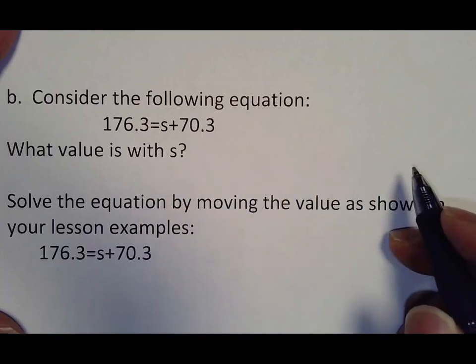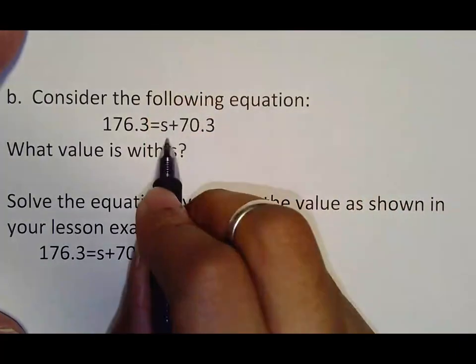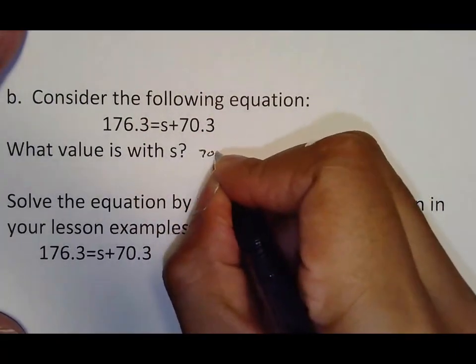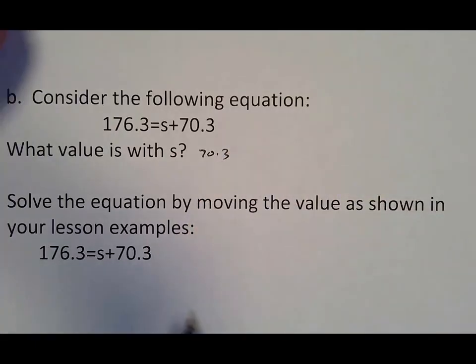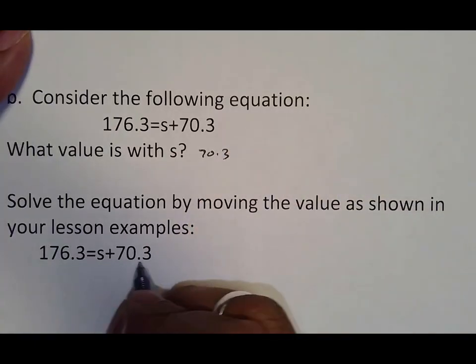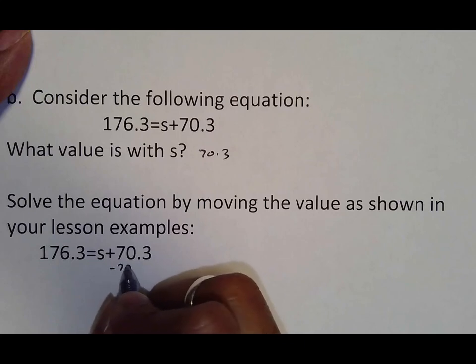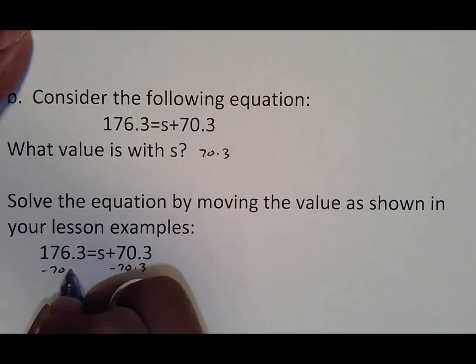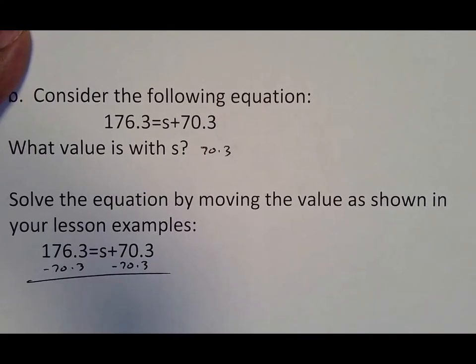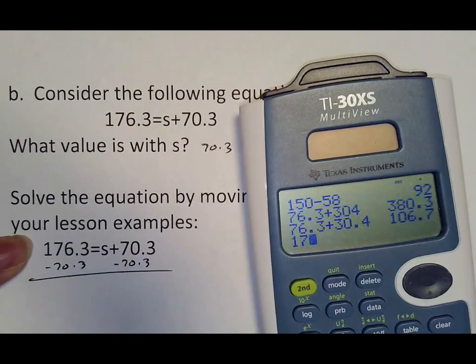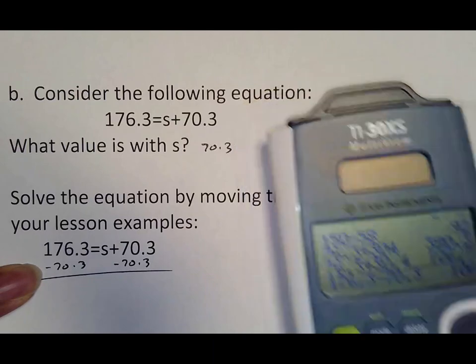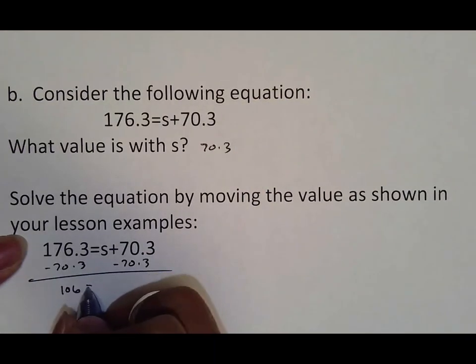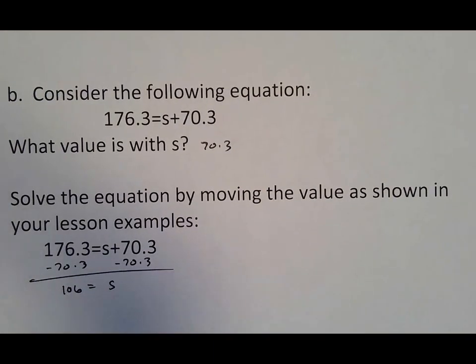176.3 equals s plus 70.3. What value is with s? Again, s is on the right, so 70.3 is with s. How do you move 70.3? Well, if that's a positive 70.3, I'm going to subtract 70.3. Now all I have to do is type in 176.3 minus 70.3, which gives me 106, equals s, and move from there.